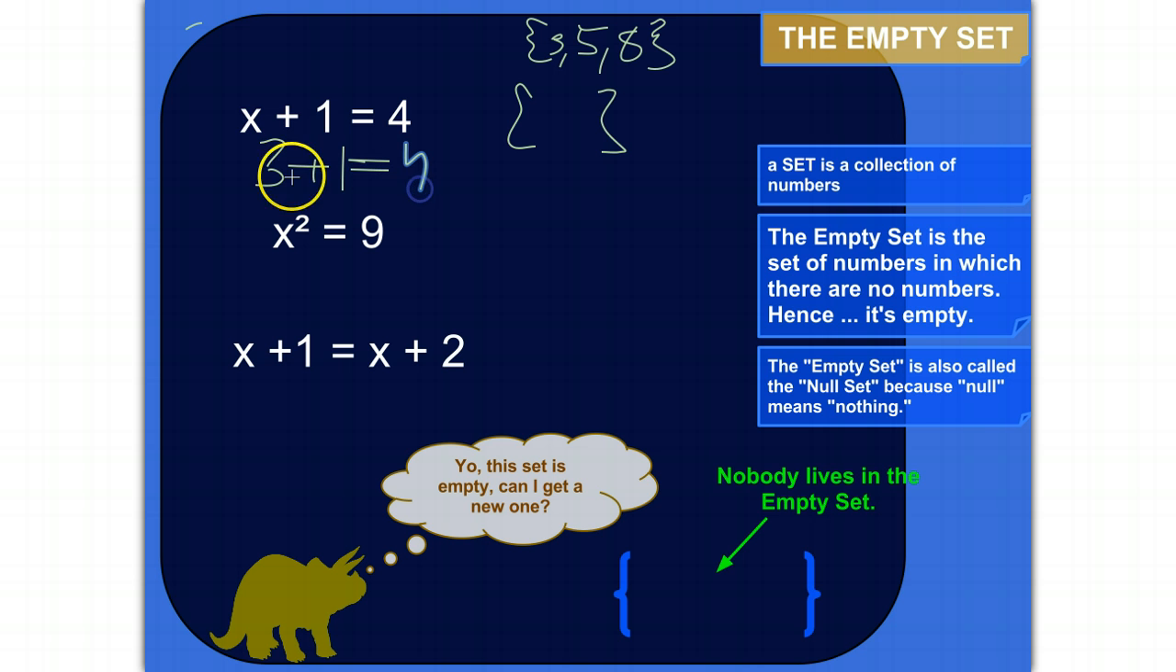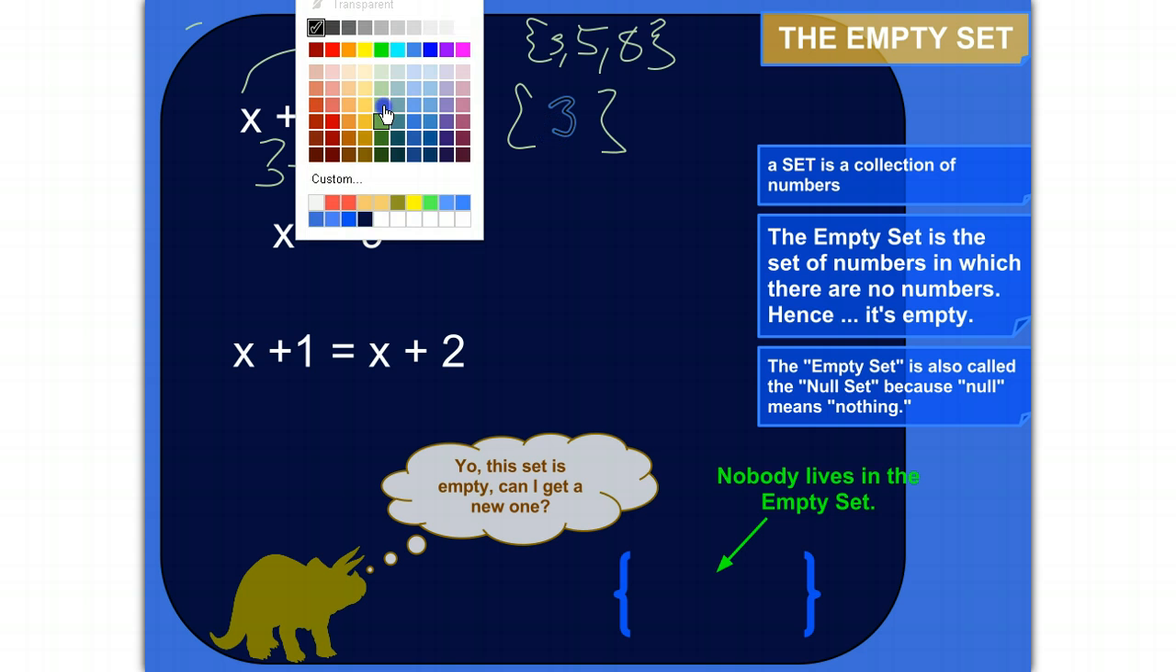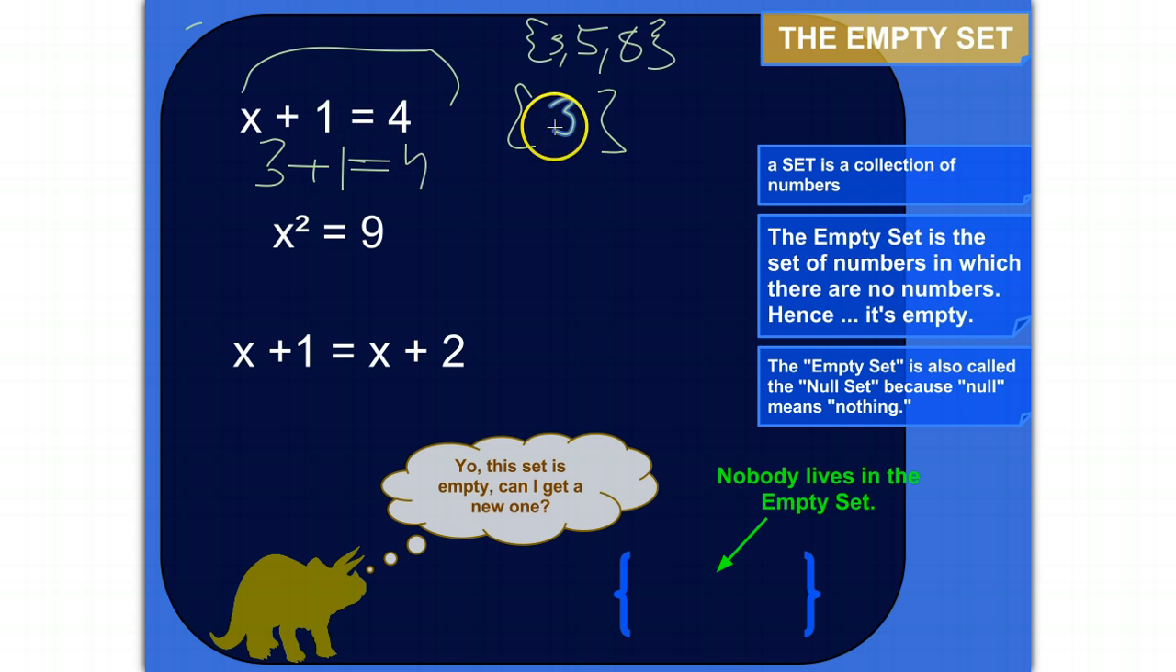I can't plug in a 5 or something. 5 plus 1 is 6. That's not 4. There's only one number in the set of all numbers for which this equation is true. So the set of numbers for which this thing is true is just 3. It's like a box with only one number in it.